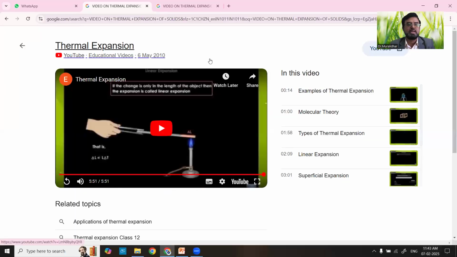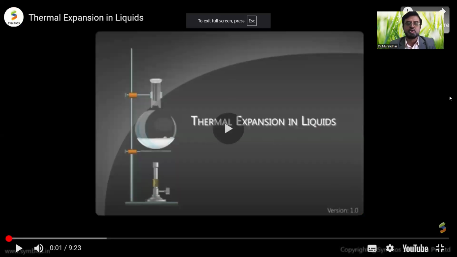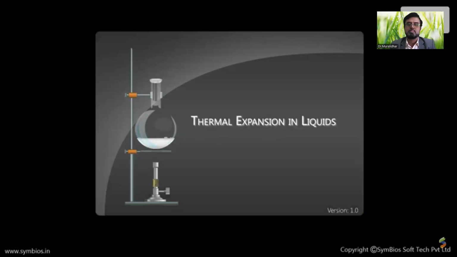Right. So this is about the expansions in solids. How it happens? 3 cases, and of course some expansion in the liquid also given. Now it's purely about the liquid. Only about liquids. Undergo only volume, cubical expansion only. No linear and superficial.